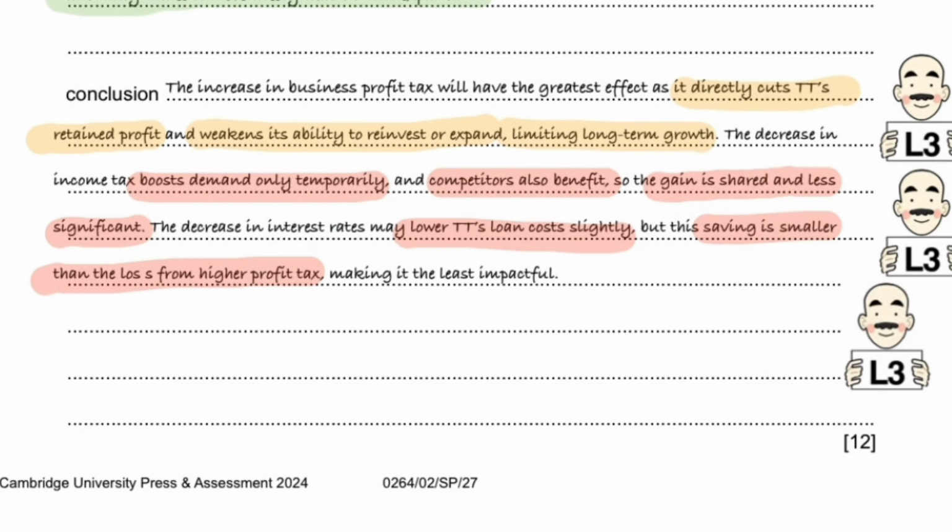And the application in this paragraph is expand. So we have 3 level 3s, which gives us 11 out of 12, and an application, which is expand. This gives us 12 out of 12.